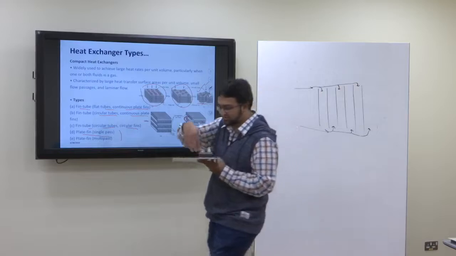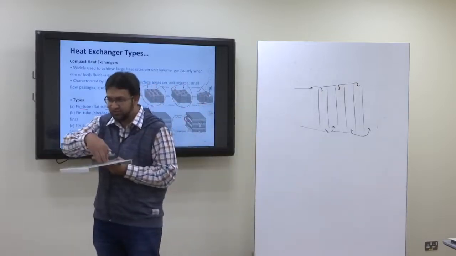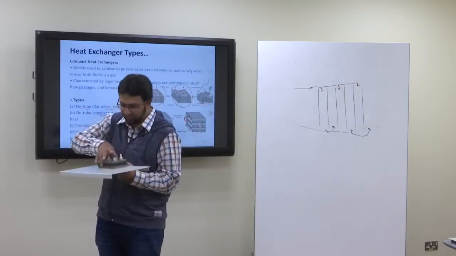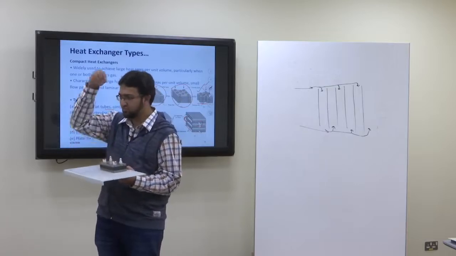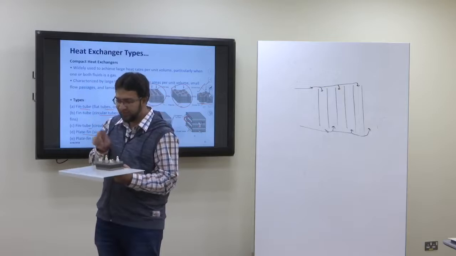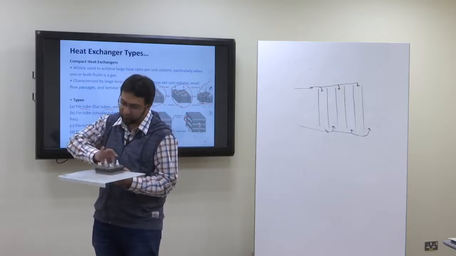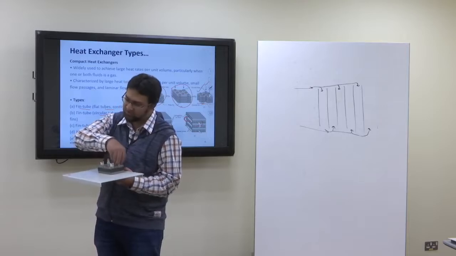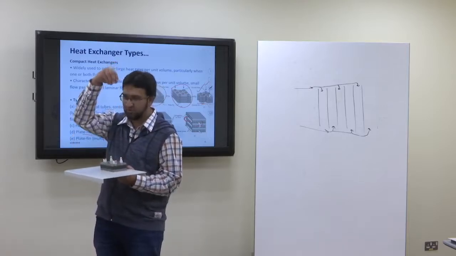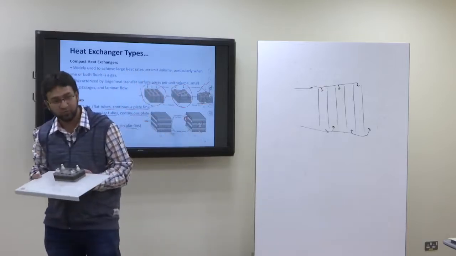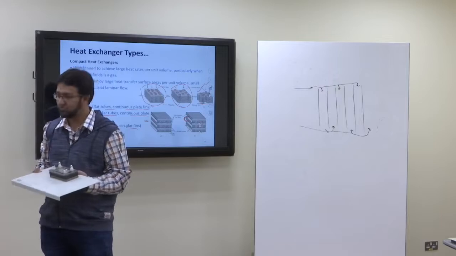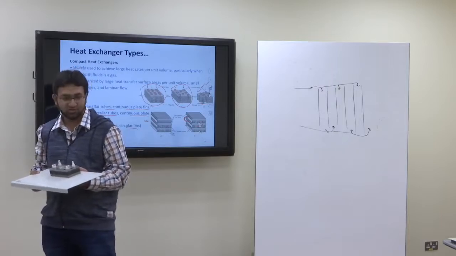From here it is distributed to different plates, passes through the plates, then is all collected back here and comes out. For the other fluid, it enters from another header and is distributed to different plates, passes through these plates, and returns back from here. So we can have a cross flow arrangement here, a counter flow arrangement here, or a parallel flow arrangement here. All three arrangements are possible.